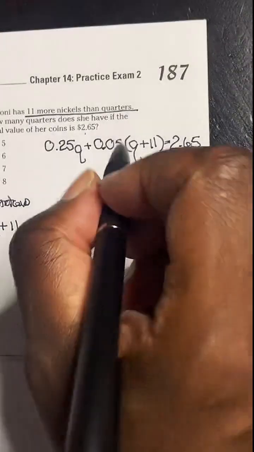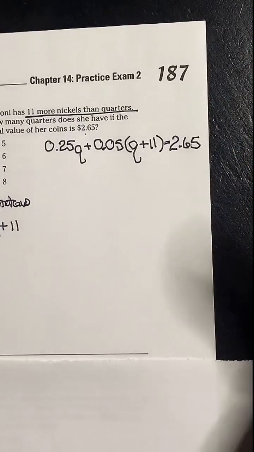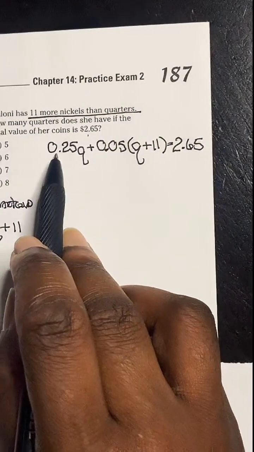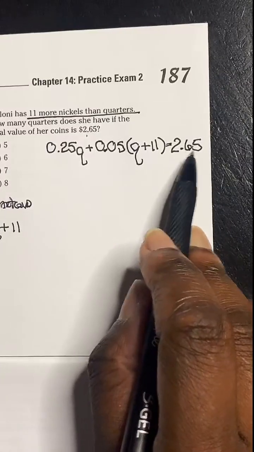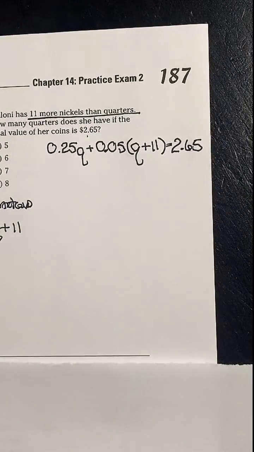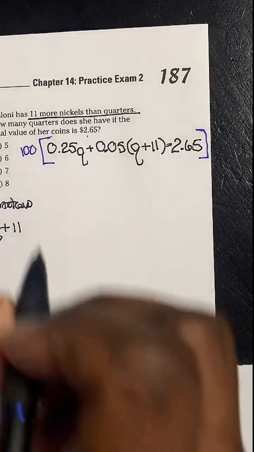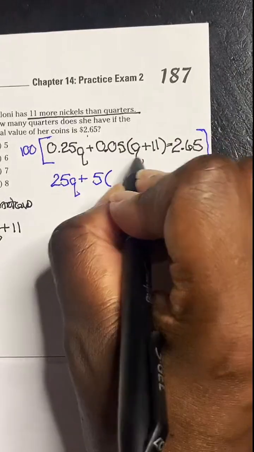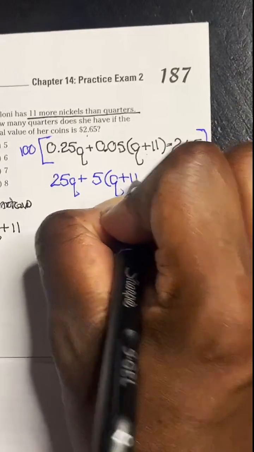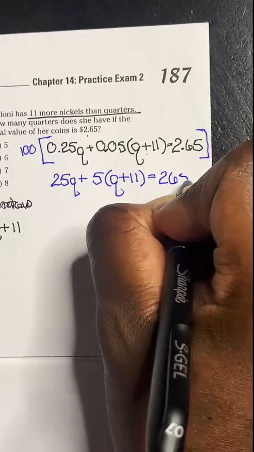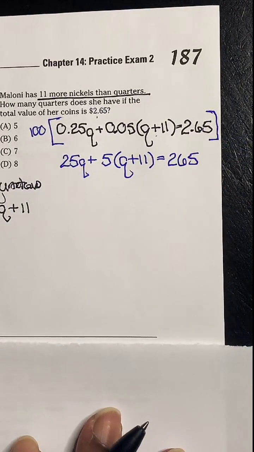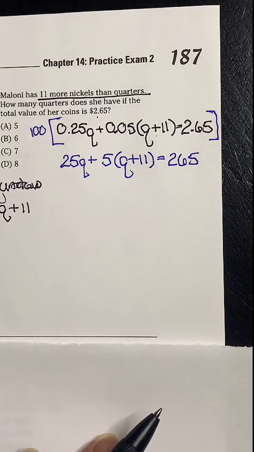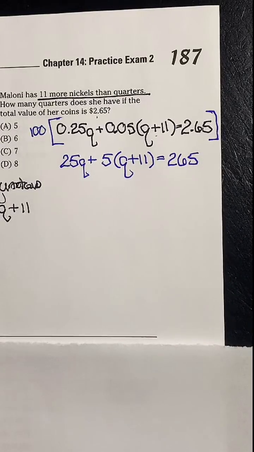Okay. So now I could distribute everything, but let me make life easy for myself. This is 2 decimal places. This is 2 decimal places. And this is 2 decimal places. If I take this whole entire thing and I multiply it by 100, I can get rid of those decimal places, make my life so much easier. So that means I have 25Q plus 5, not messing with anything inside the parenthesis though, Q plus 11 equals 265. Okay? So when you multiply everything by 100, now you don't have to be like, oh, what's my decimal? You're going to lose your mind. All right? Put it into whole numbers. Now from here, we can distribute.